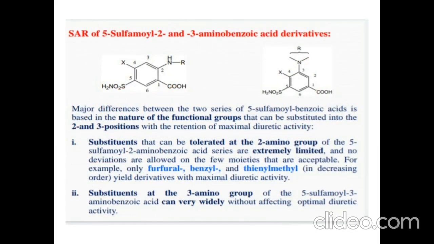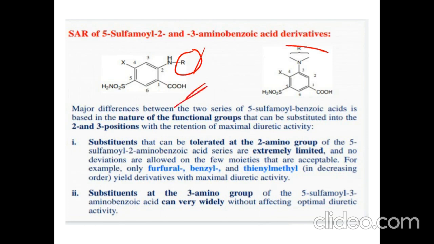Now, the important part between these two structures is the presence of the amine group. In one structure, it is present at the second position here, and in the second one, it is present at the third position. So when there is a change of the position of the amine group, it will retain the optimum or maximum activity. The substitution tolerated at the 2-amino group of 5-sulfamyl is extremely limited.